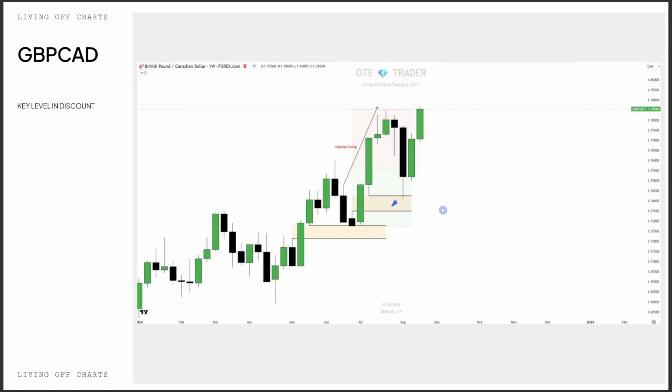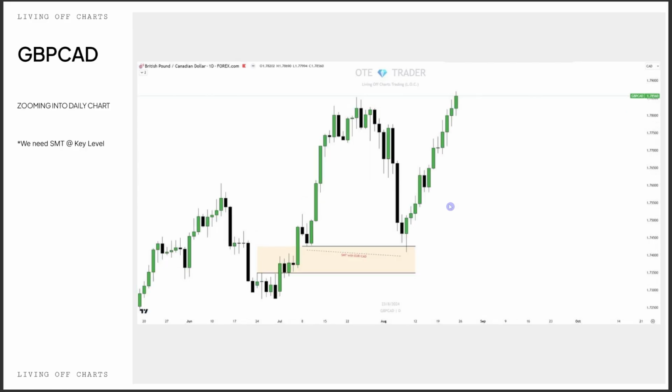So now how are we going to determine if we're actually going into buy side of the curve? We need a key level, right? So a key level needs to be hit in discount. It doesn't matter if that key level is in premium, we want to be in discount. Now what solidifies a key level? SMT, right? So now we're zooming into the daily chart. We've got a SMT down here with EuroCAD on the lows, right, in that higher time frame key level.